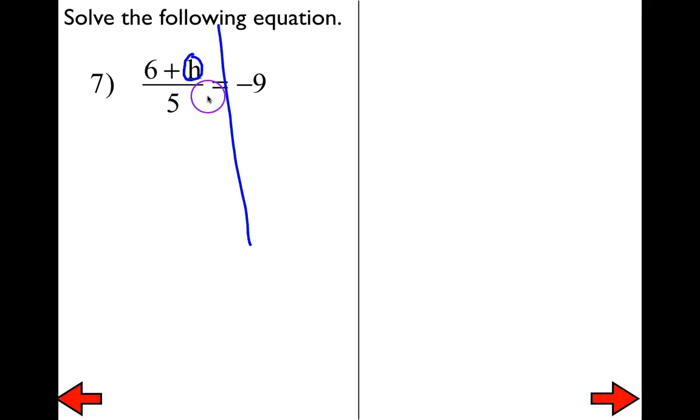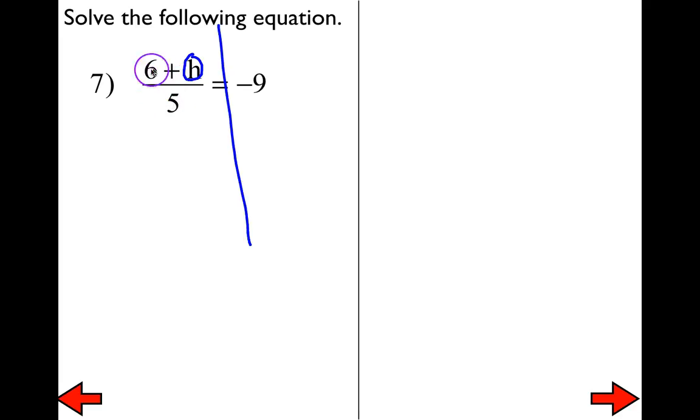Normally, I say it's easier to get rid of your constant first. But you're going to see in this case, since we have a fraction involved, that's not the case. Whenever you see a fraction like this, you're going to want to try to make it whole numbers, because once you have whole numbers, things are a lot easier.